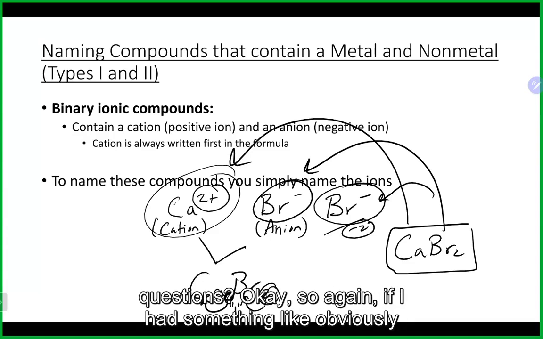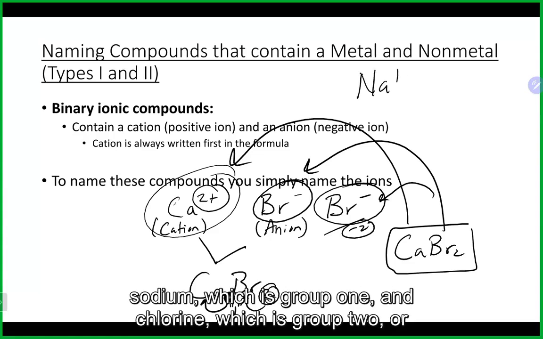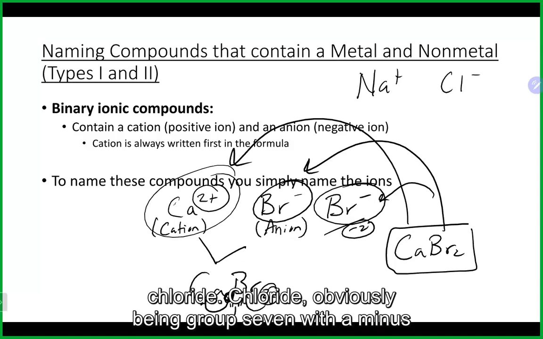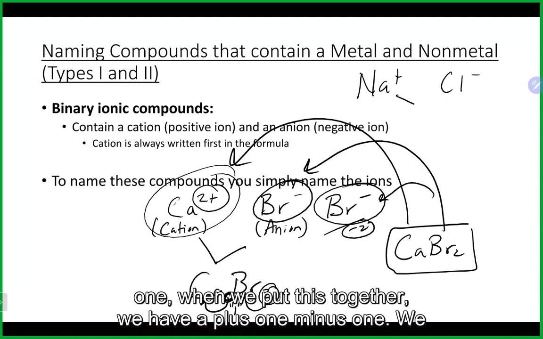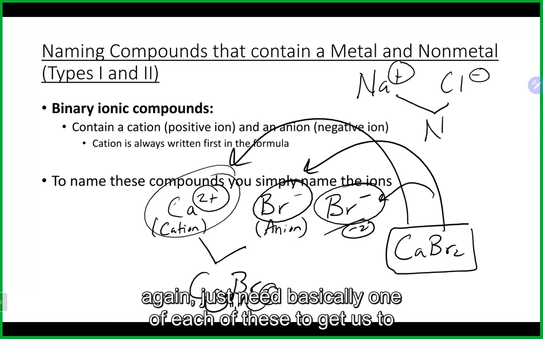Other questions? Okay. So again, if I had something like sodium, which is group 1, and chloride, which is group 7 with a -1, when we put this together, we have a +1 and a -1. We again just need 1 of each of these to get us to 0.